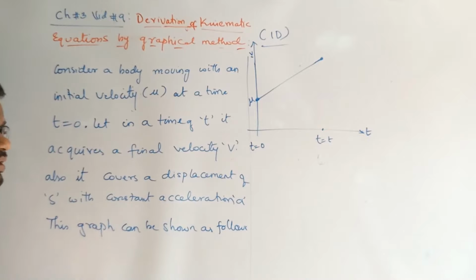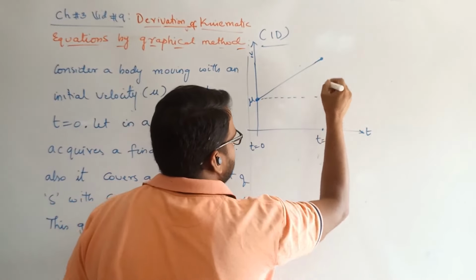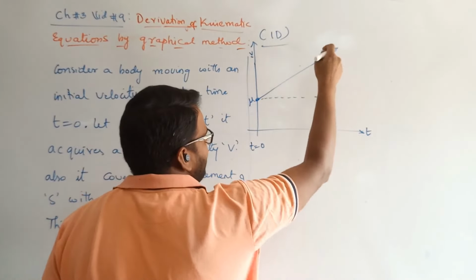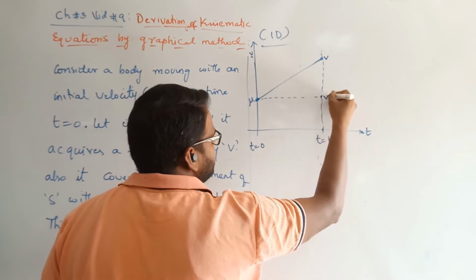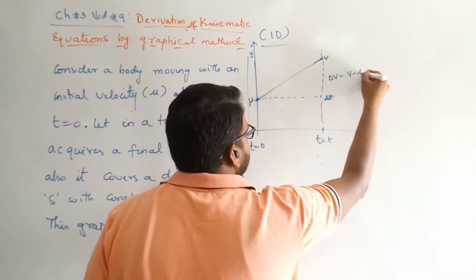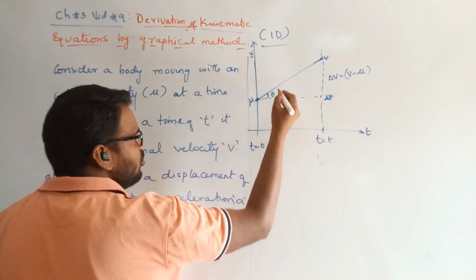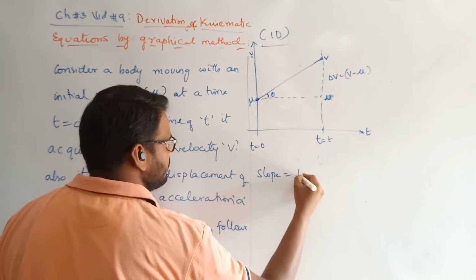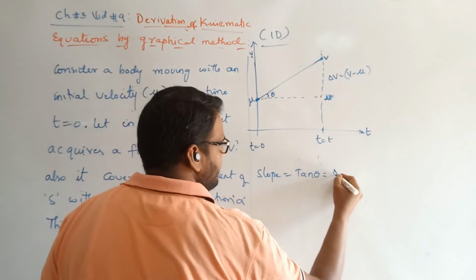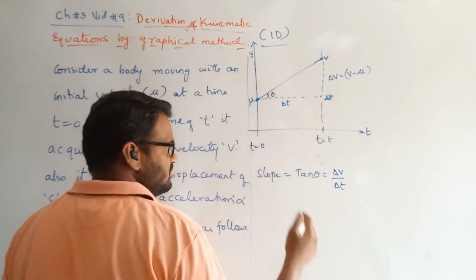Right? Now, to derive the first equation, first let us understand the various terminologies here. This point is the final velocity, and this point is the initial velocity denoted by u, and this indicates the change of velocity, which is equals to v minus u. Now what is it? You can write the slope of this one. If theta is the slope here, slope is equals to tan theta is equals to y coordinate by x coordinate, that is delta v by delta t. Delta t is final t minus initial t, t minus 0.